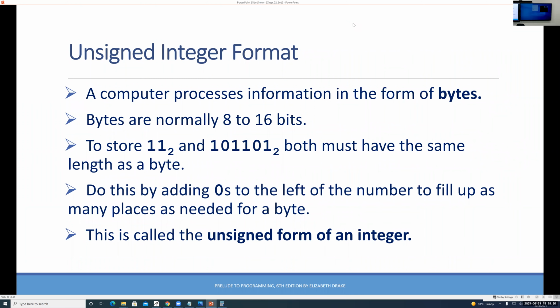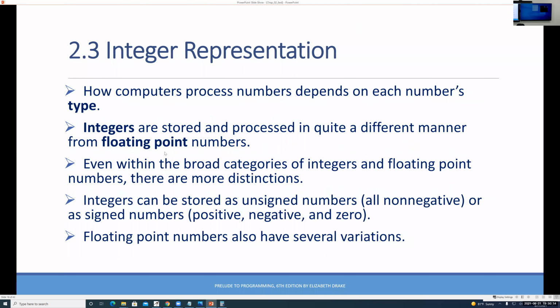Now, the first thing is the unsigned integer format. Remember that an unsigned integer is everything non-negative: it can be 0, 1, 2, 3, 4, 5. The computer processes information in bytes. A byte is 8 bits, so 1 byte has 8 bits, 2 bytes have 16, 3 bytes have 24, and 4 bytes have 32. You only store it in multiples of 8 bits.